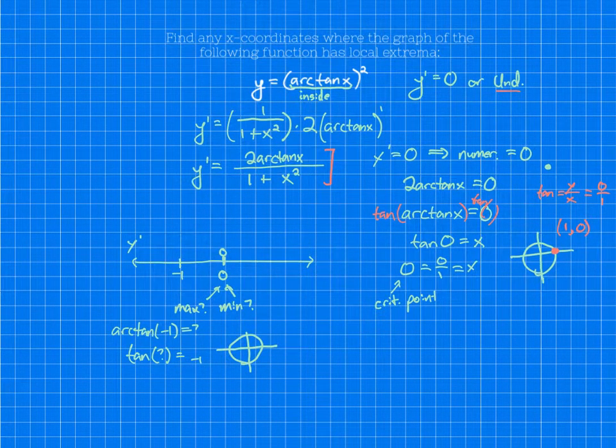So on our unit circle, tangent is -1. It's going to be down here at -pi/4. So this means that the question mark here is pi/4. Tangent is -1 down here because this point is the square root of 2/2, comma, negative square root of 2/2. And if you do y/x for that, you get -1.